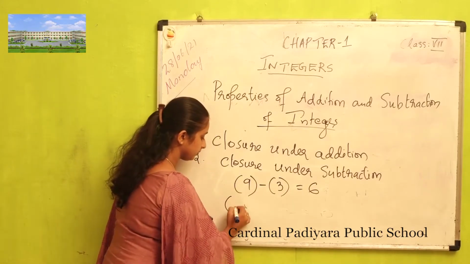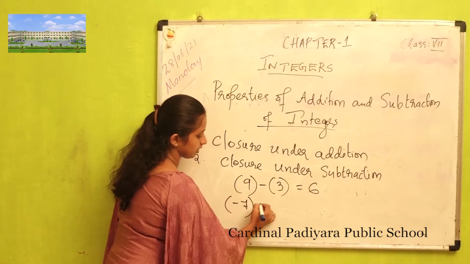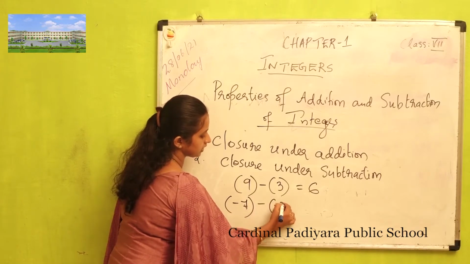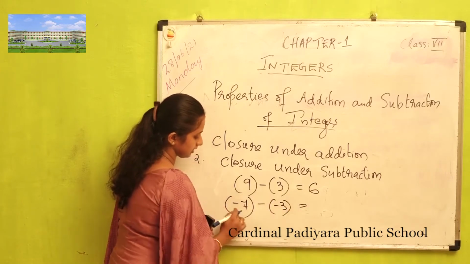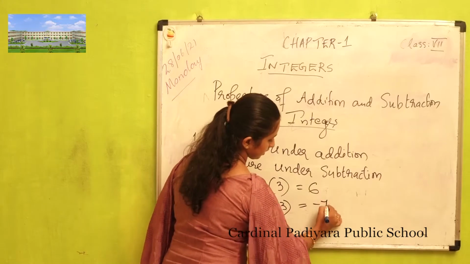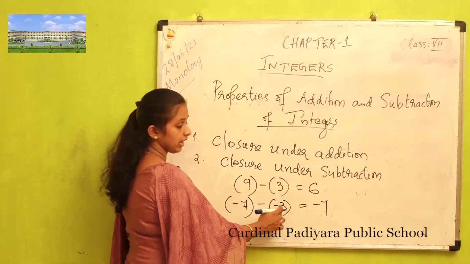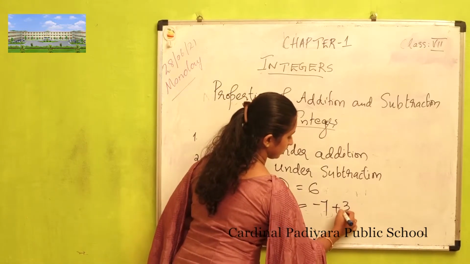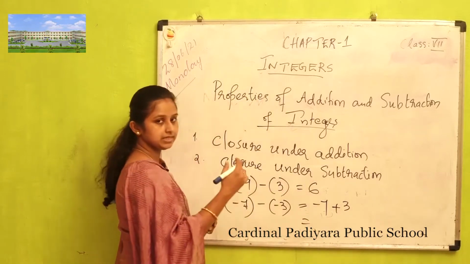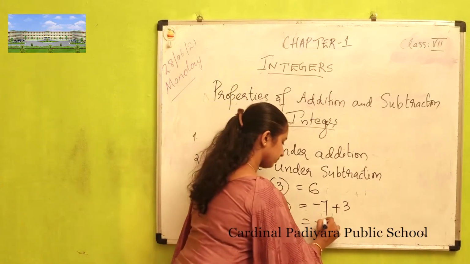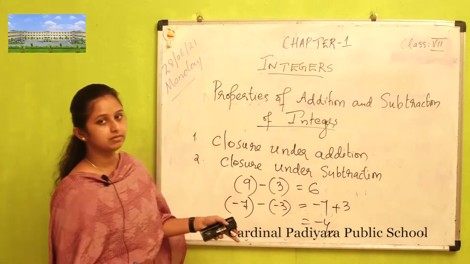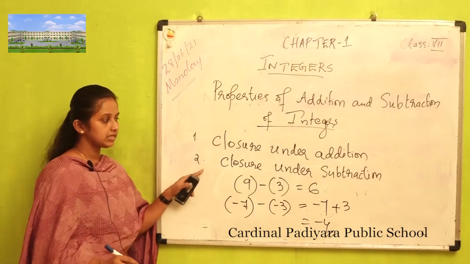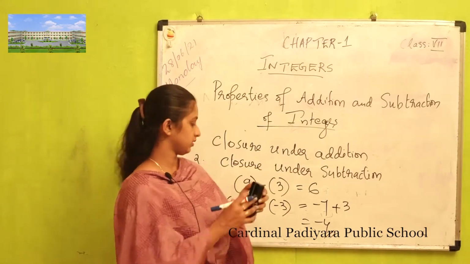Or we can take negative 7 minus negative 3. And this negative into negative becomes positive. That is negative 7 plus 3, which is negative 4. Negative 4 is an integer. So we can say that integers are closed under subtraction.